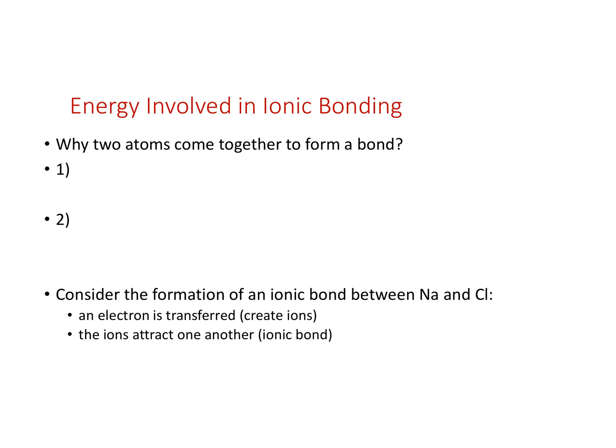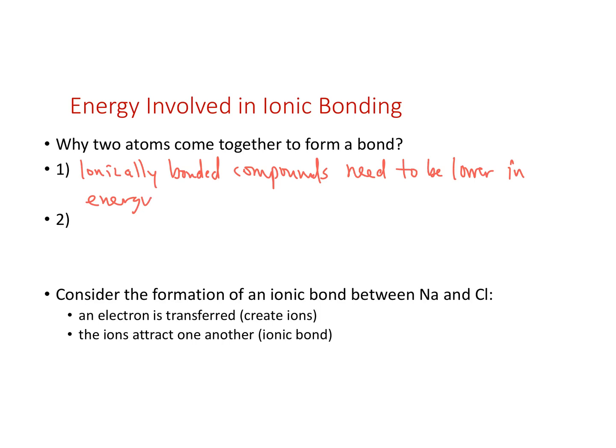Right, in order to form that bond, they must be lower in energy than their individual atoms. They must be lower in energy than their individual ions, in this case, with respect to an ionic bond. So ionically bonded compounds need to be lower in energy and more stable than the individual ions.